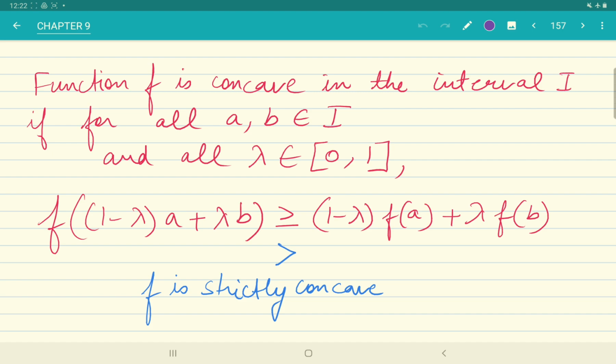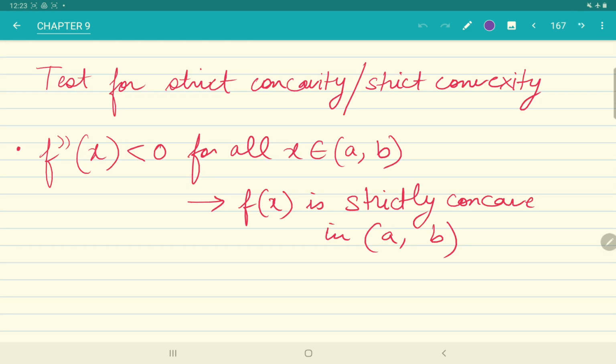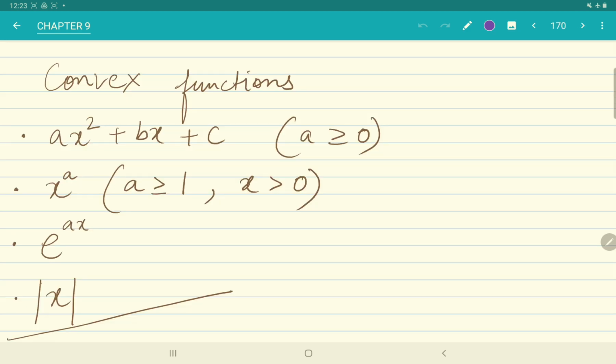Then the same definition, I can say that the function f of x is concave on I if for all x1 and x2 in I, and for all lambda 1 greater than or equal to 0 and lambda 2 greater than or equal to 0, again, you have lambda 1 plus lambda 2 equal to 1. You are going to get this. So earlier what we had was this.